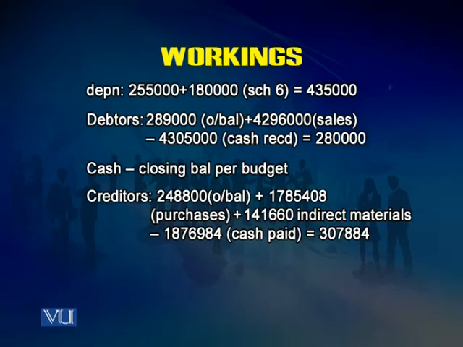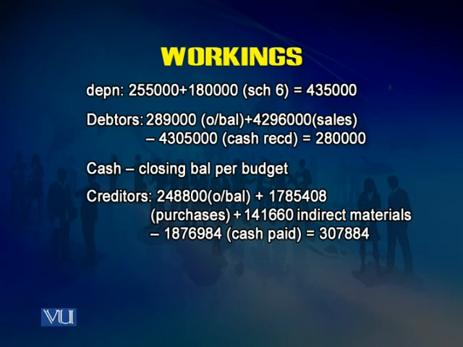We take the opening balance from the opening balance sheet. We add to that all purchases made during the year. In this case, we are going to add the purchase of indirect materials also, which is 141,660, and we are going to deduct the cash paid. Again, the cash paid is going to be seen from the cash budget when we look at the inflows and the outflows. The cash payments are 1,876,984, and this gives a balance of creditors of 307,884.